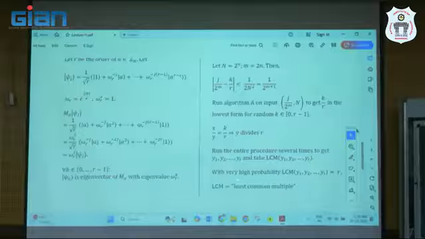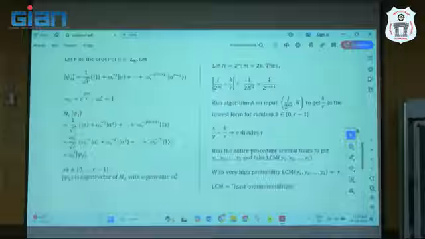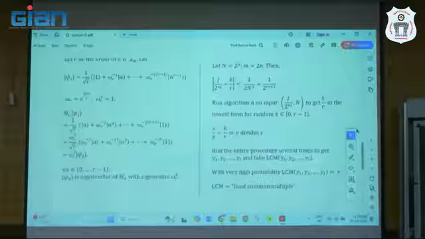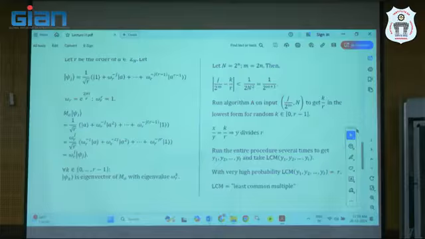Now, what will be our procedure? Run the entire procedure several times to get this y1 up to yl. Several different y's. Remember, each time we are running the phase estimation algorithm, we first get j. From j over 2 to the m, we get x over y. The first one you get, call it y1. Second time you run the whole thing, call it y2. Second time, keep y1.